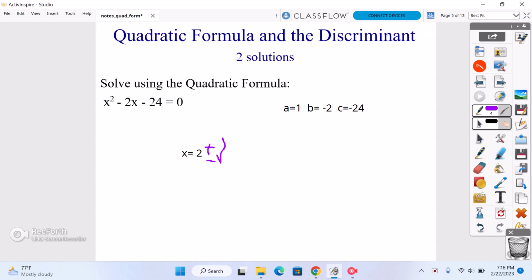the square root of b squared, so of negative 2 squared, minus 4 times a, which is 1, times c, which is negative 24. Now I should extend my square root symbol because all of this is under that radical. Then we need to divide this entire thing by 2 times a, or 2 times 1.